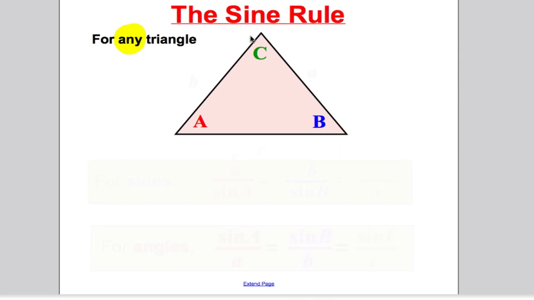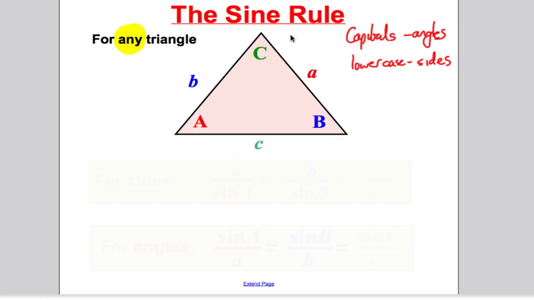Now, it's important how we label our triangles. This works with the sine and cosine rule. We always use capitals for angles, and we always use lowercase for sides. So say in a particular triangle here, I've got angle capital A, angle capital B, angle capital C. I call the side opposite capital A little a, the side opposite capital B little b, and the side opposite capital C little c.